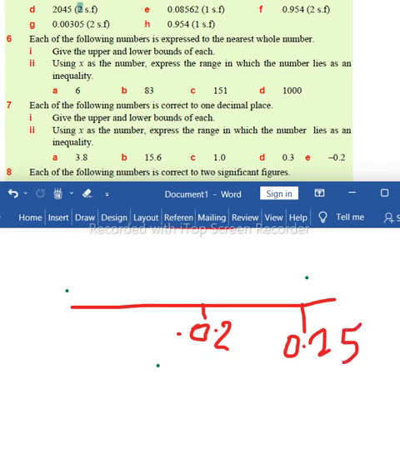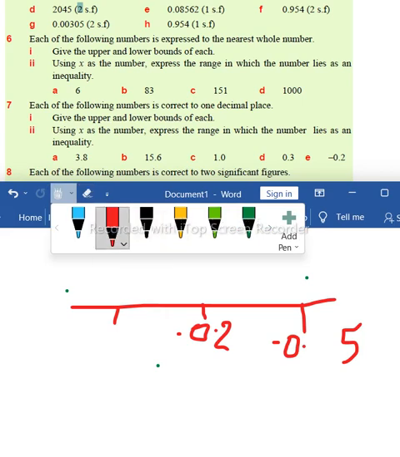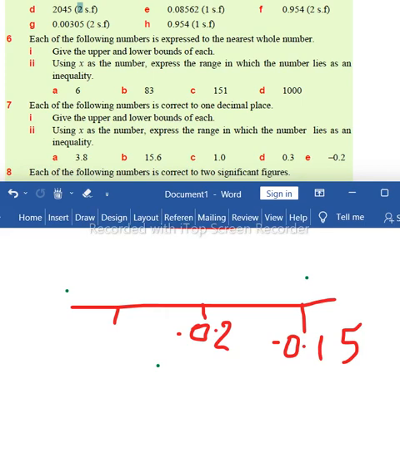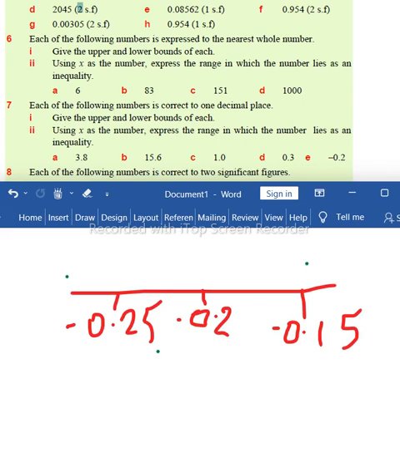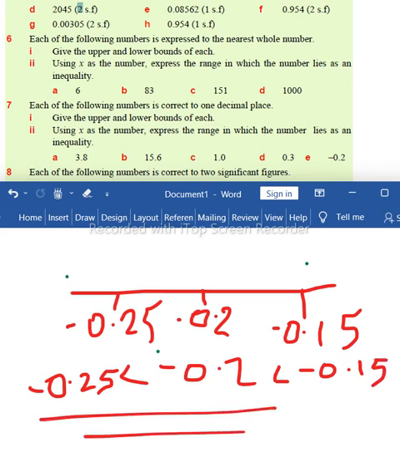And here we have the lower bound of this number, negative 0.25. Upper bound of this number is negative 0.15, and the lower bound of this number is negative 0.25. So this is on the number line, and when we write it with inequality: negative 0.25 is less than negative 0.2, which is less than negative 0.15. So this is the final answer.